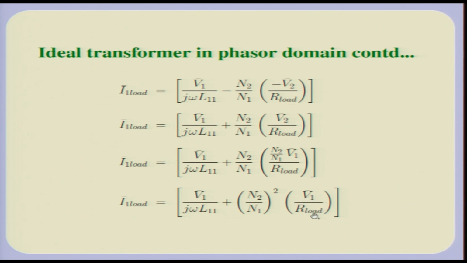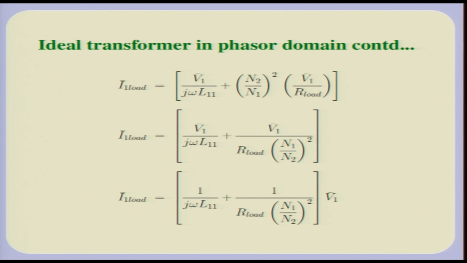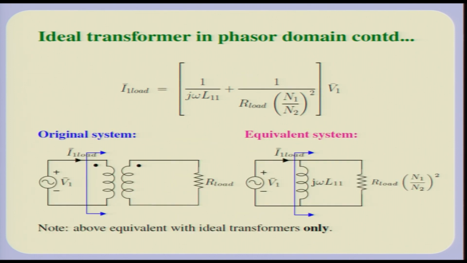Okay. So, this can be again rewritten. In fact, it is as if in addition to L11, we have a parallel connected R load multiplied by the turns ratio square connected on the secondary. So, just to show it pictorially, which I think you will understand better, if you have a resistance connected to the secondary of this transformer, then this transformer appears to the primary winding as if that R load has been multiplied by N1 by N2 square. Okay.